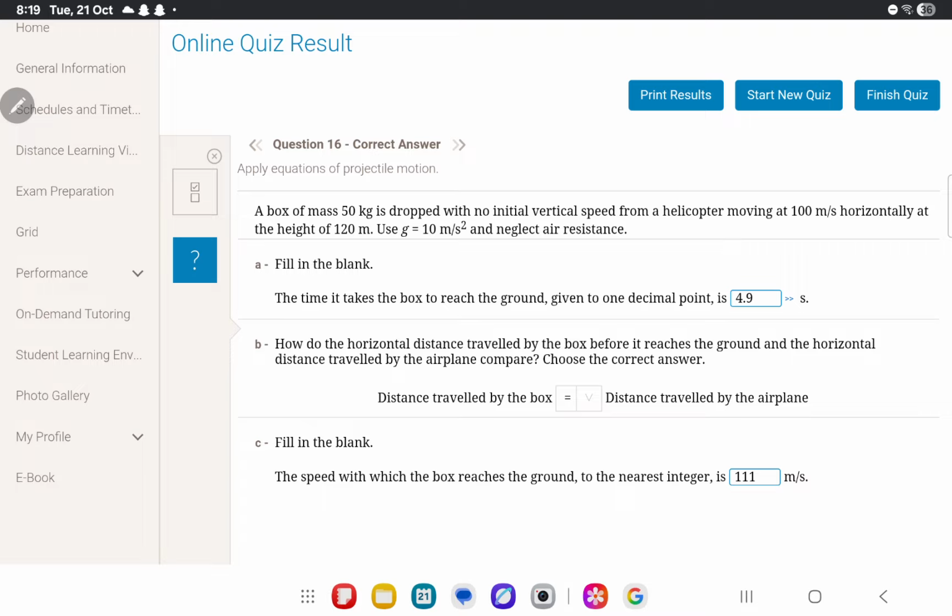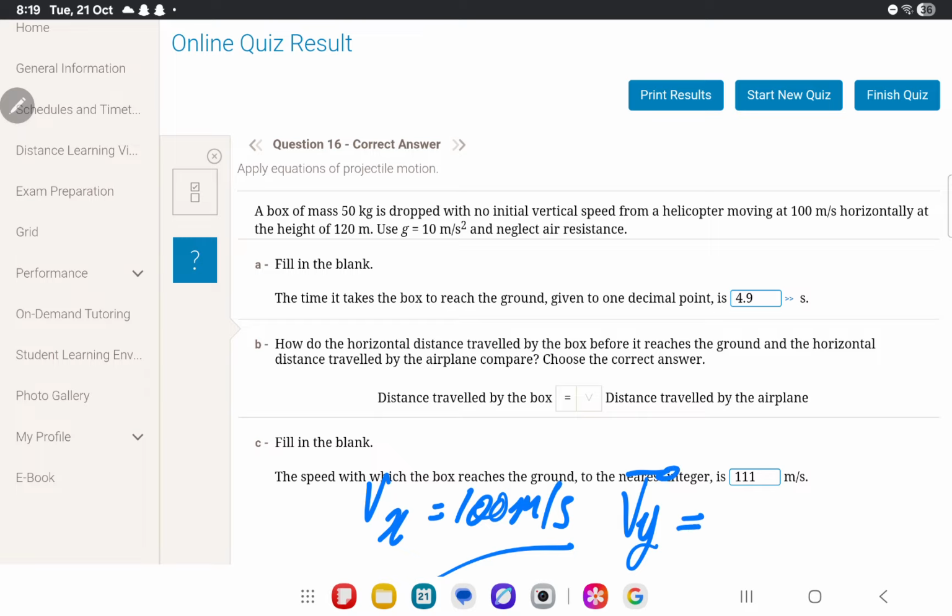Now the speed. Okay, the speed vx, remember we said it was 100 meters per second, right? I don't need to find it, it was basically given to me. Okay, the vertical Vy is equal to what? Negative gt, or sorry, positive gt. I keep forgetting because it's so unconventional. Plus v0 sine theta t. Remember, v0, there was no initial vertical velocity, so this was 0. 0 times time is 0, so whatever.